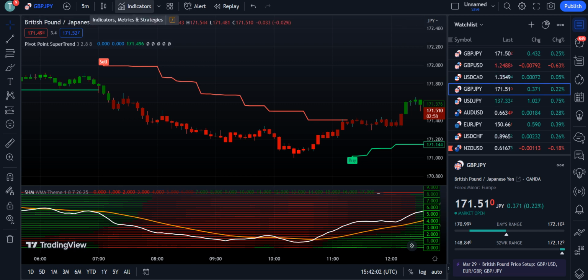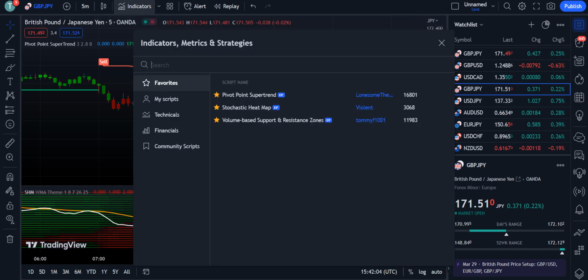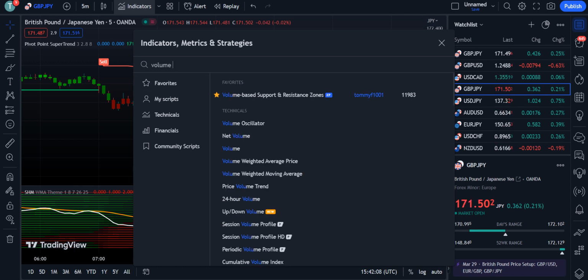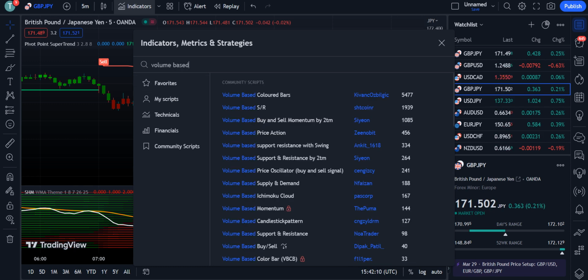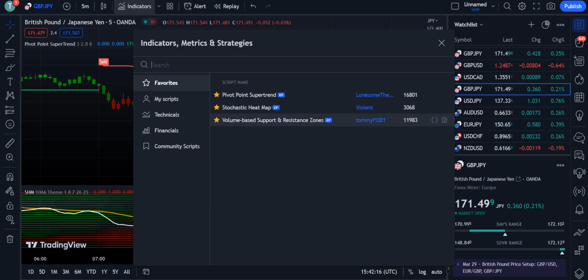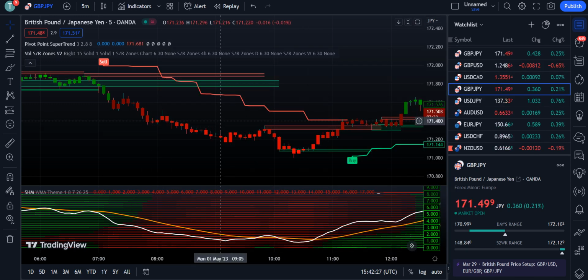Now we are going to add the third and the final indicator for this, and that is volume based support and resistance zones. Volume based support and resistance zones by Tommy F1001. 11,983 traders are using this indicator. You have to simply click on it.